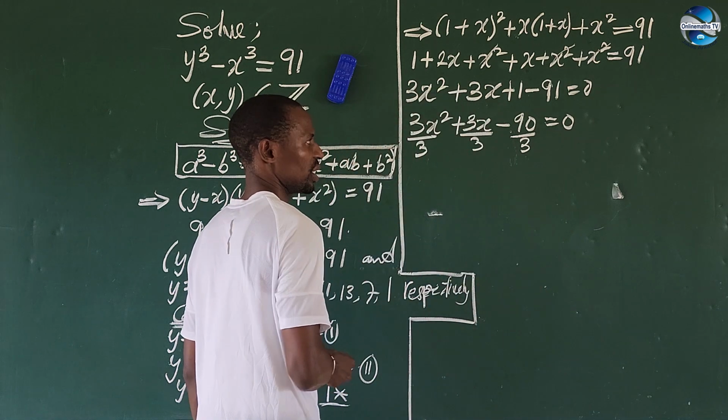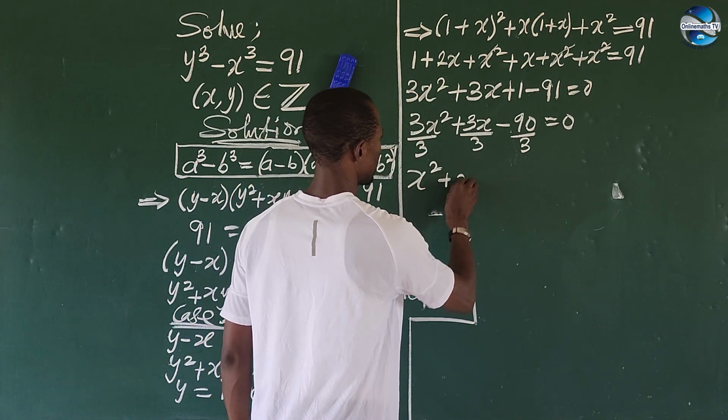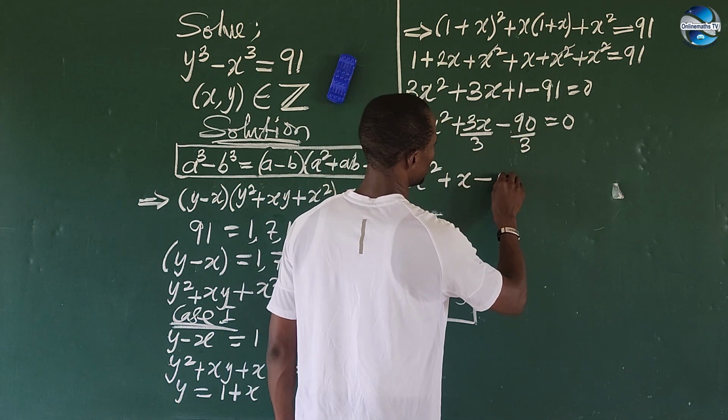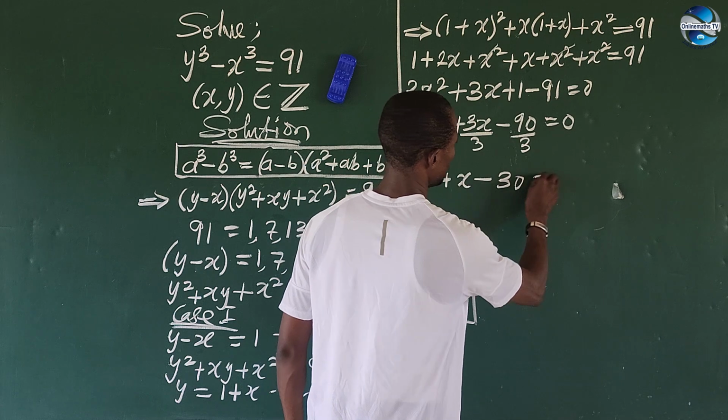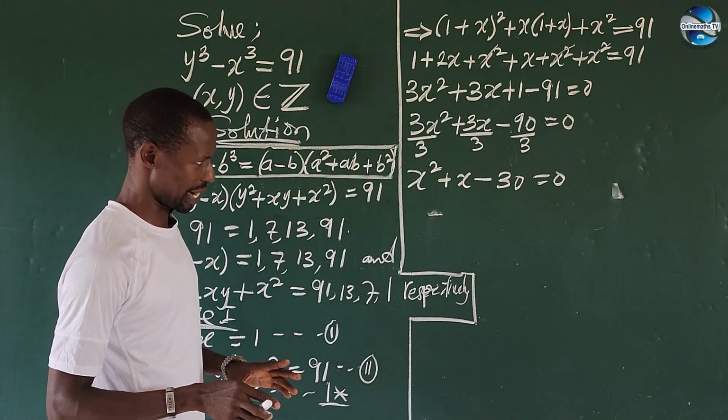Divide this by 3, of course, will give us 0. So we're going to have here x to the power of 2 plus x, then minus 30 equal to 0. So this is a quadratic equation. We can solve this quadratically, right?